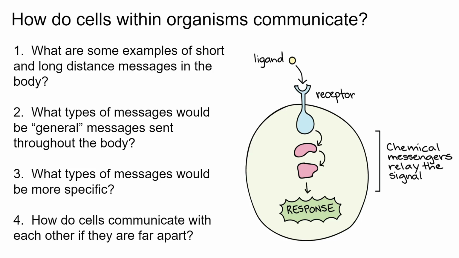Some more examples of short and long distance messages in the body. Any thoughts there? What type of message would be general messages sent throughout the body? What type of messages would be more specific? As well as how do cells communicate with each other if they are far apart? Some of the stuff that we're going to talk about. Well, what about when you get like a fever? Is that like a message? Yes. Because essentially what you're doing is, I don't know exactly what cells of the body are integrated into it, but I imagine it's quite a few. Because the goal of the fever is to raise your internal temperature. One of the best mechanisms to do that is with cellular respiration because it gives off heat.